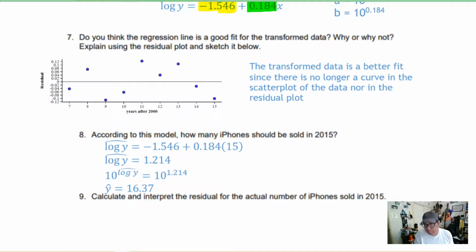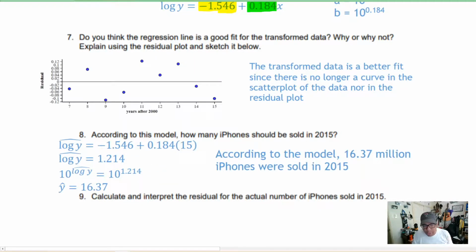16.37, which means, according to the model, 16.37 million iPhones were sold in 2015. This is the way that I would solve this.